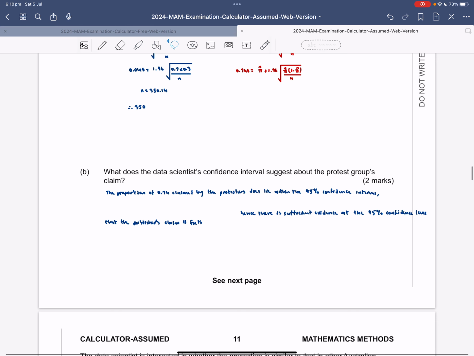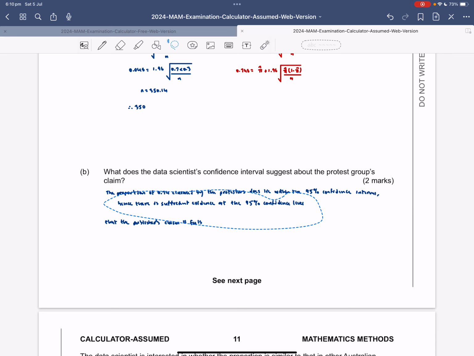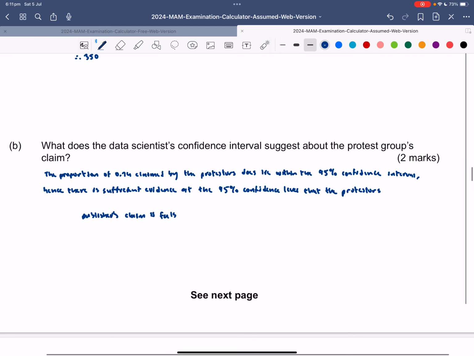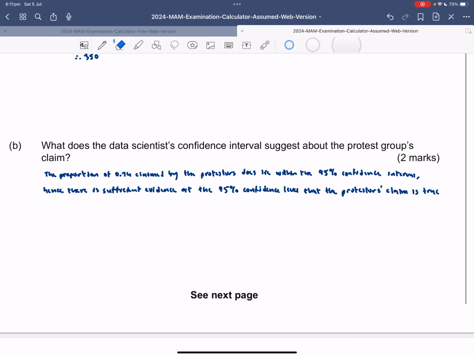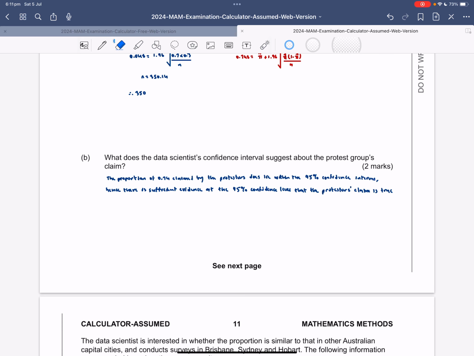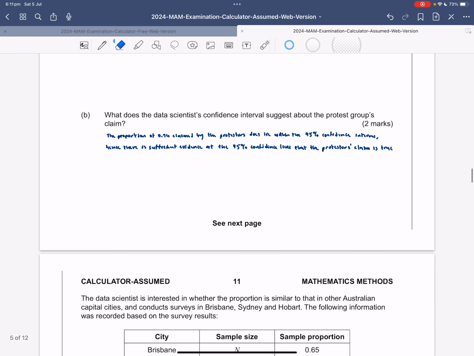Hence, there is sufficient evidence at the 95% confidence level that the protesters' claim is true. Easy. Simple as that. All right. What does this suggest? So it concludes that. Cool. Great.